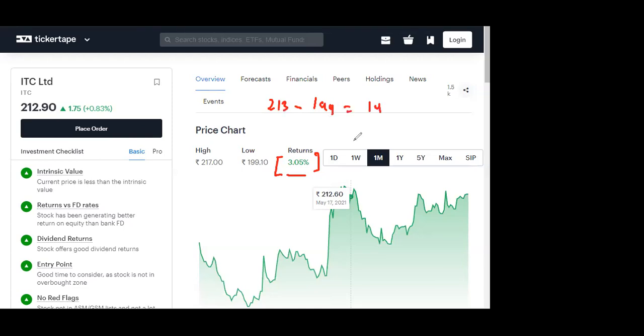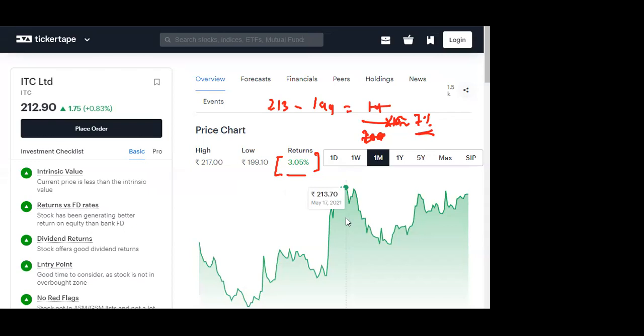It will be how much? 14 rupees, right? So 14 divided by 199, into 100. So it is around 7%, correct? Yes, we should multiply by 100. After multiplying by 100 I'm getting that, so I'm taking it as 200. Around 7%, right? Correct. And you are getting 7% in how many days? Tell me.